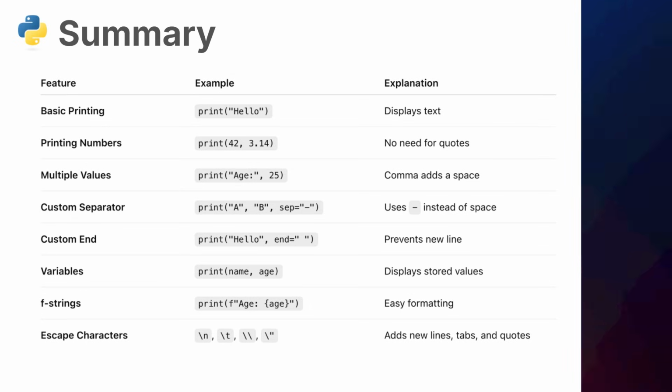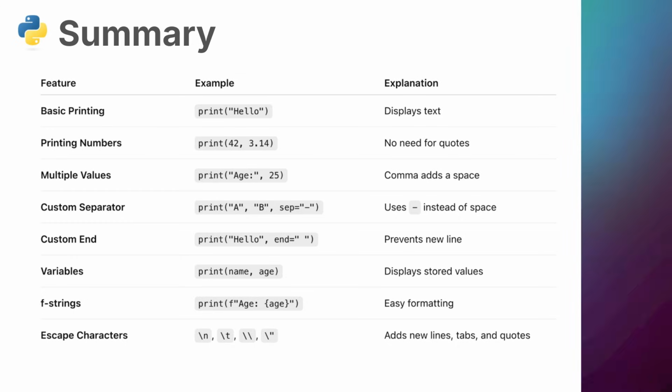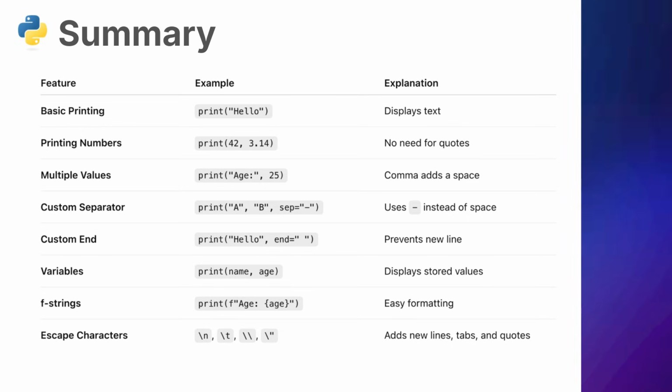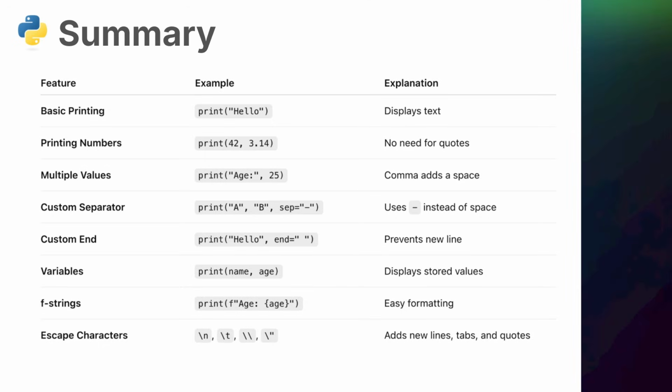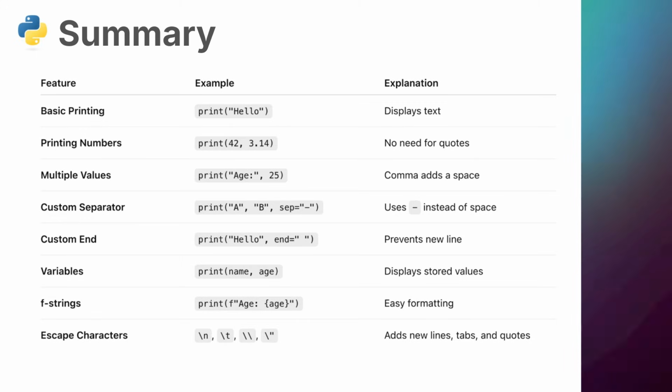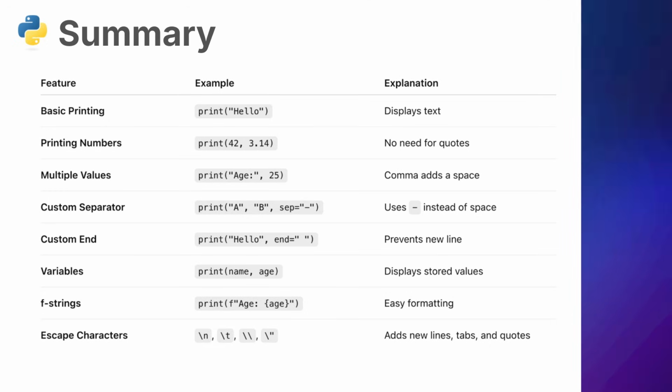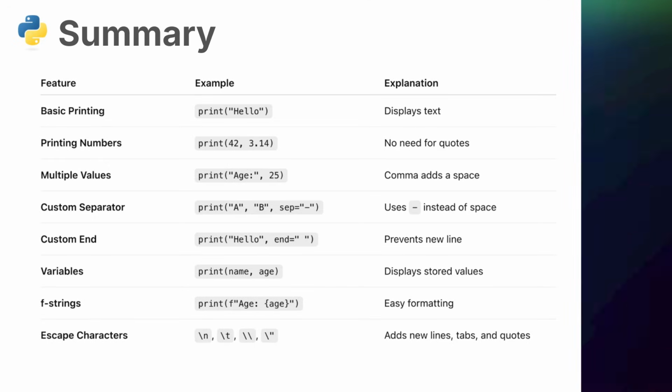That's it for this section on the print function in Python. Let's quickly review what we covered. We learned what print is, how to use it with different types of data, how to format output, and how to handle special characters using escape sequences. These are foundational skills that will help you build more complex programs as you continue learning Python. The best way to get comfortable with print is to practice. Try writing different print statements, experiment with formatting, and see how you can make your output more dynamic. Small exercises like this will strengthen your understanding and prepare you for bigger coding challenges ahead.